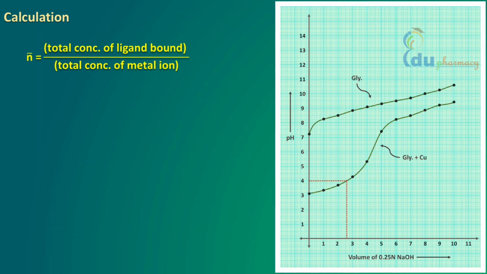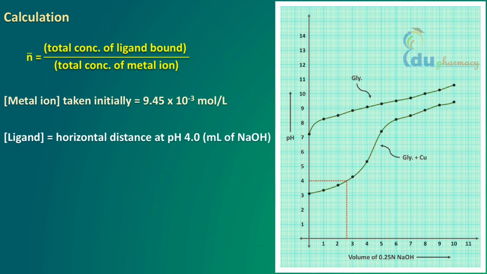Already we have the total concentration of metal ions taken initially. It is about 9.45 × 10^-3 mole per liter. We just need to find out the concentration of ligand bound from the graph, which is nothing but the horizontal distance at a certain pH. Here at pH 4, the horizontal distance is 2.62 milliliters of sodium hydroxide.